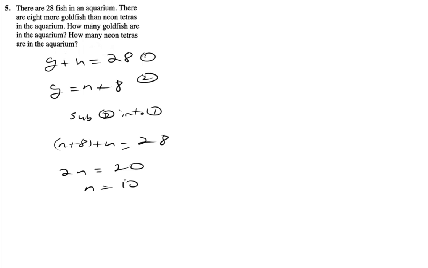So there are 10 neon tetras here, which means that if we sub this back into equation number 2, G will be equal to 10 plus 8, so G will be equal to 18. So therefore, there are going to be 18 goldfish and 10 tetras in this aquarium.